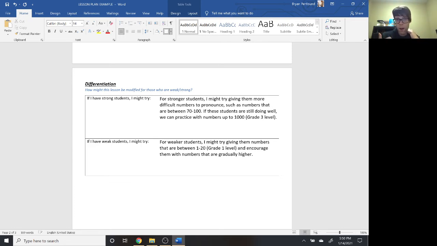If that's still going well, I have a lot of options. I could start going into the grade 3 level. I could start doing practice with numbers that are bigger than 100. Can we do something similar for numbers that are in the 200s? That would be crazy, right, in grade 2. So I could start trying to connect this to a grade 3 level content piece.